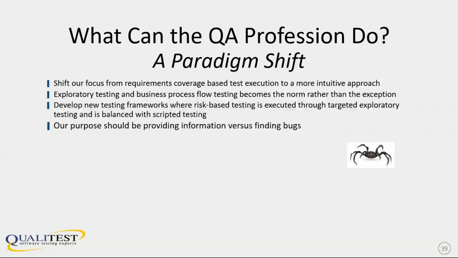And so we're taking more and more risk, but how do we mitigate that risk? We need to mitigate that risk by using more exploratory testing. The business flow testing needs to be the norm rather than the exception. This actually, using system one thinking, is really more of a risk mitigation strategy. And our purpose really needs to be about providing information versus finding bugs. Because again, we go back to making judgments. We want to provide information about the fitness of the code to go to production. And it's a judgment. And when bugs show up in production, again, it's just an error in judgment.